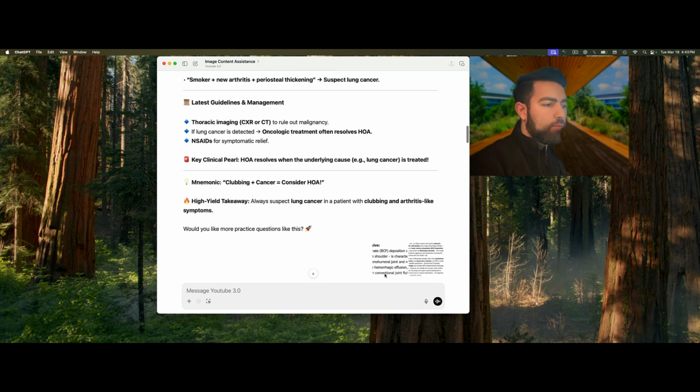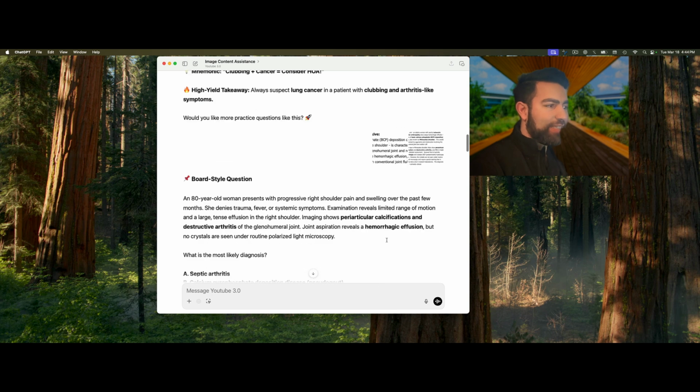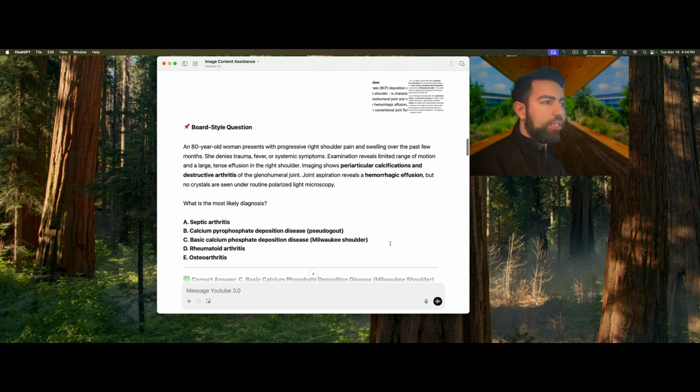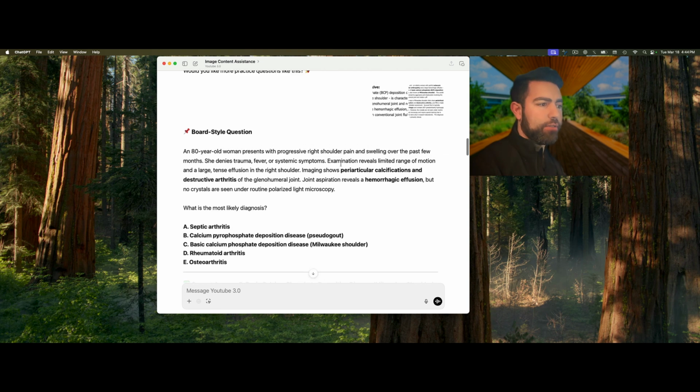All right, so let's go ahead and move on to the next question. So this is an 80-year-old woman. She presents with progressive right shoulder pain and swelling over the past few months. She denies trauma, fever, or systemic symptoms. Examination reveals limited range of motion and a large tense effusion in the right shoulder.